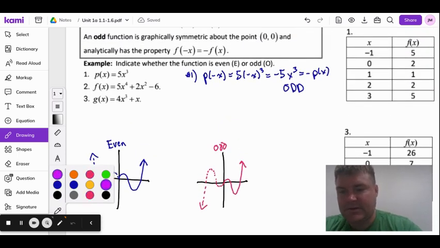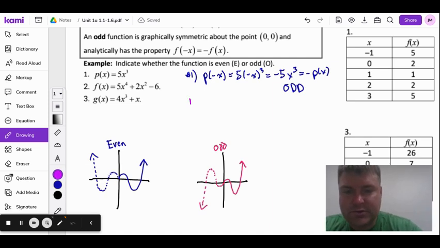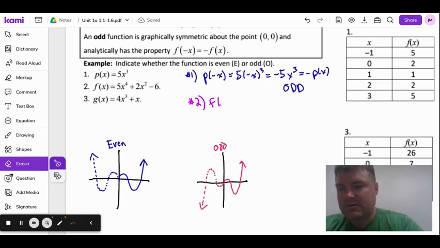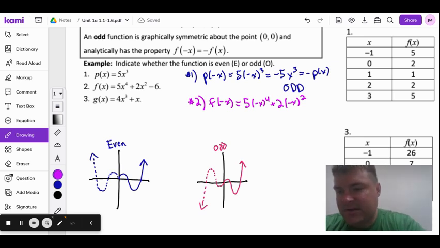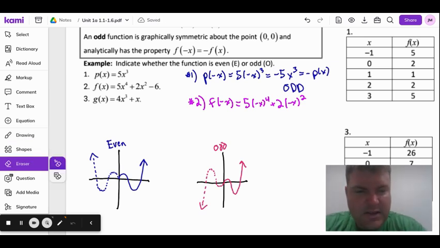Okay, let's go ahead and go to the next one. Number 2. All I'm going to do is plug in a negative x, if I could do this right. So every single x term I see, I'm going to plug in negative x. So I'm going to get 5 negative x to the 4 plus 2 negative x squared, which being negative x, it doesn't look very negative-y.